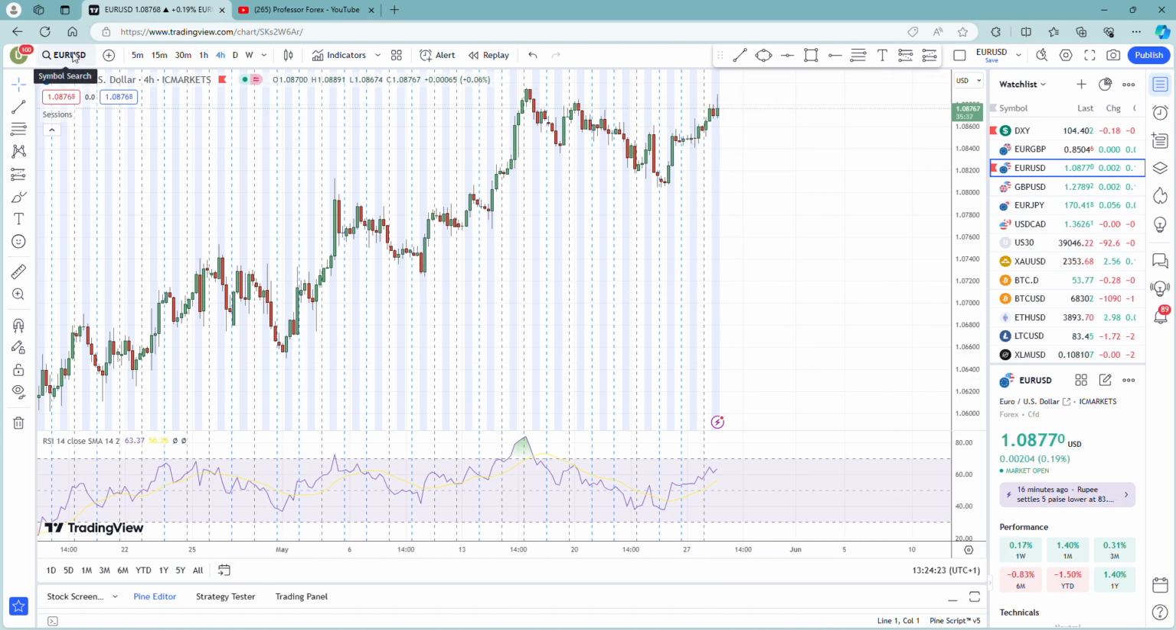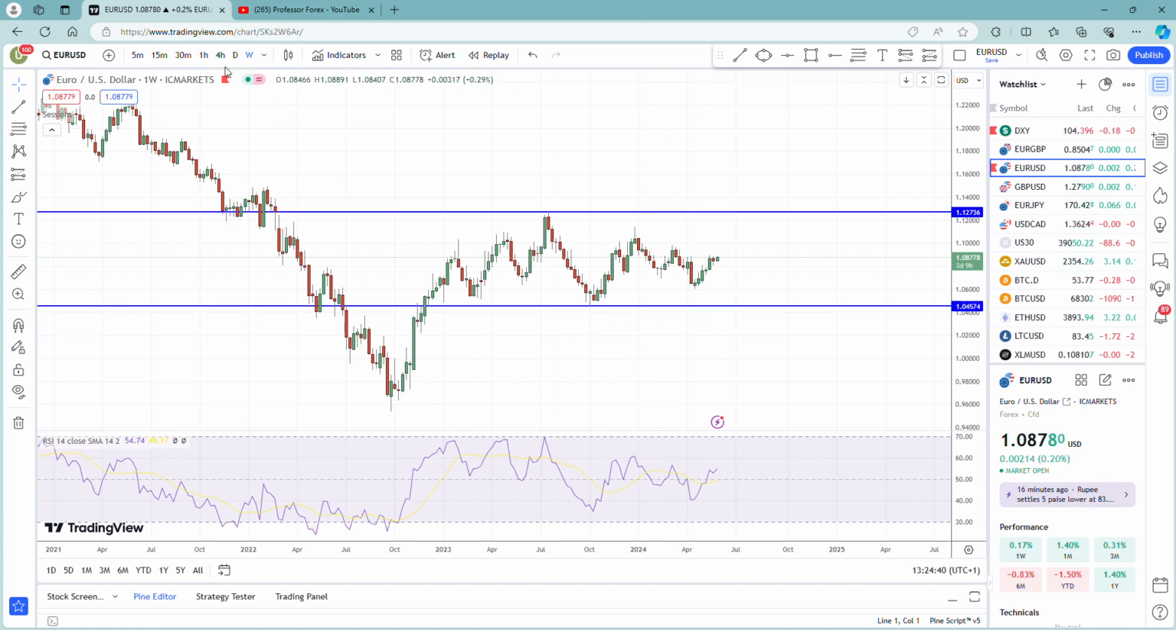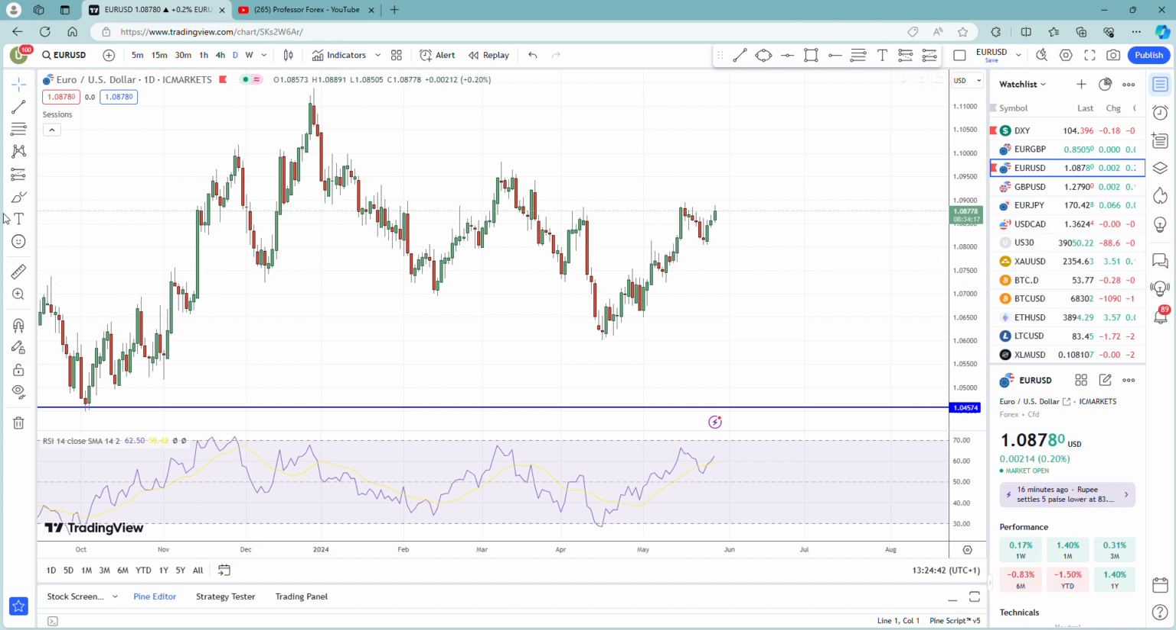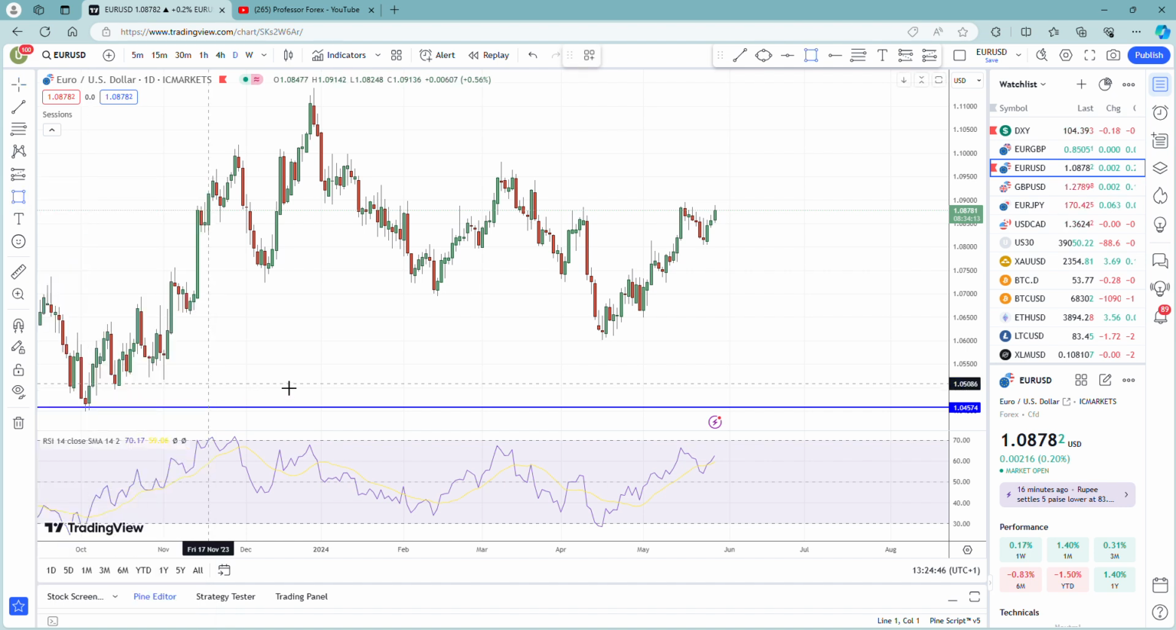So if you search for EURUSD in the top left corner, you always want to start on the weekly time frame. And once you're on the weekly, you want to mark your support and resistance levels. You then go into a daily time frame. You want to repeat the process once again, marking support and resistance.